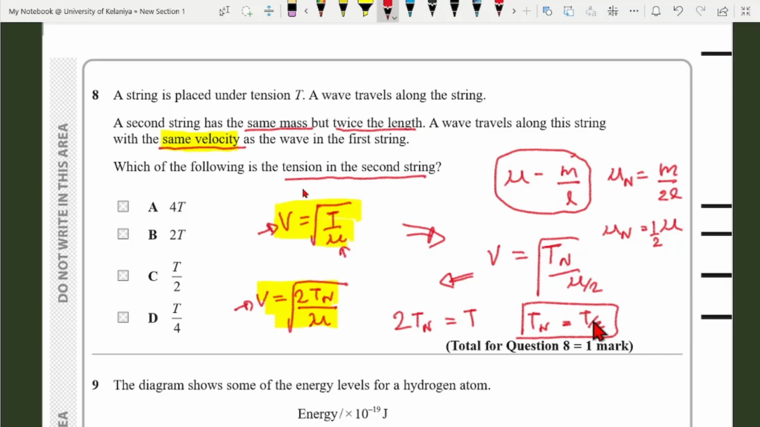The reason I'm doing it is so you can have a better understanding of this type of question, so you can easily conclude by looking at the question. The answer is C.